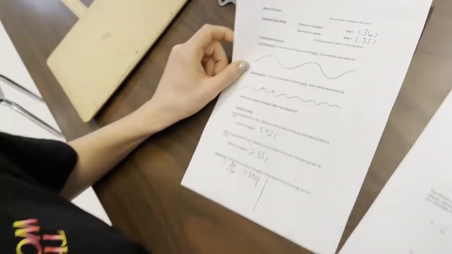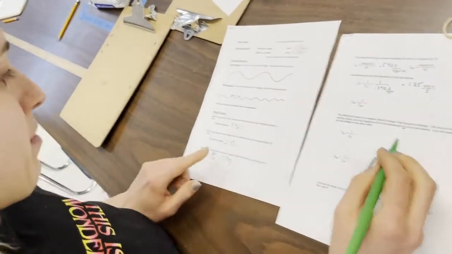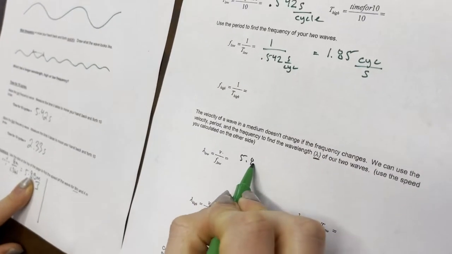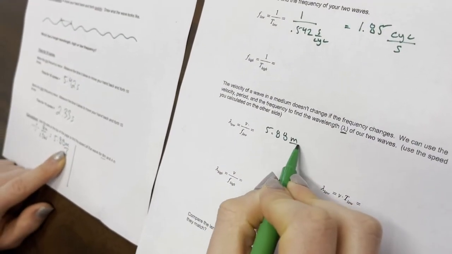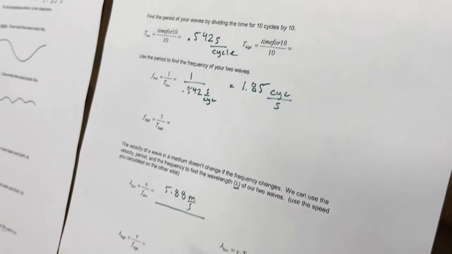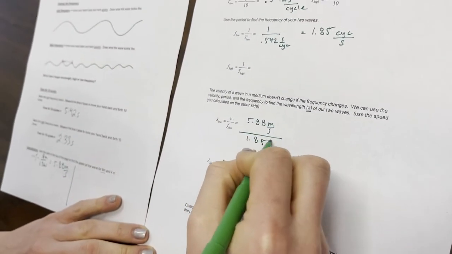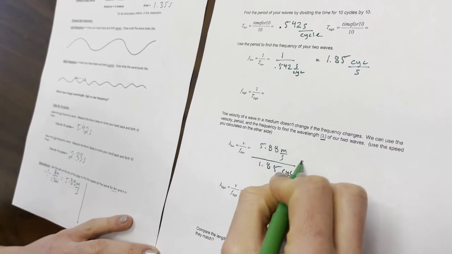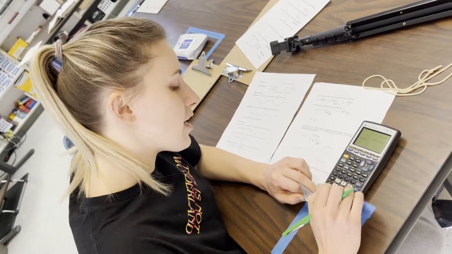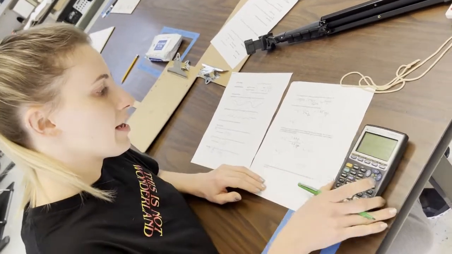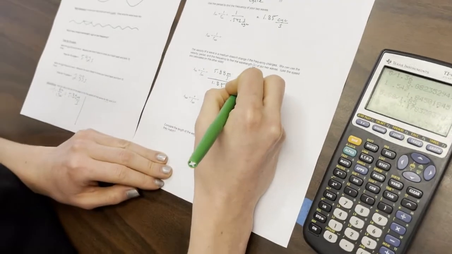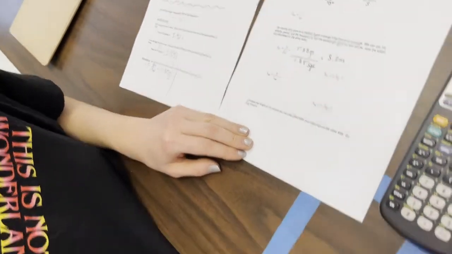All right, so for the low frequency for the 8, because I did 8 right here, it's going to be 5.88 meters per second divided by our frequency, which is going to be 1.85 cycles per second. I like how you staggered them like that for me. 5.88 divided by 1.85, and I get my wavelength is 3.18. Just call it 3.2 meters. 3.2 meters. Okay.